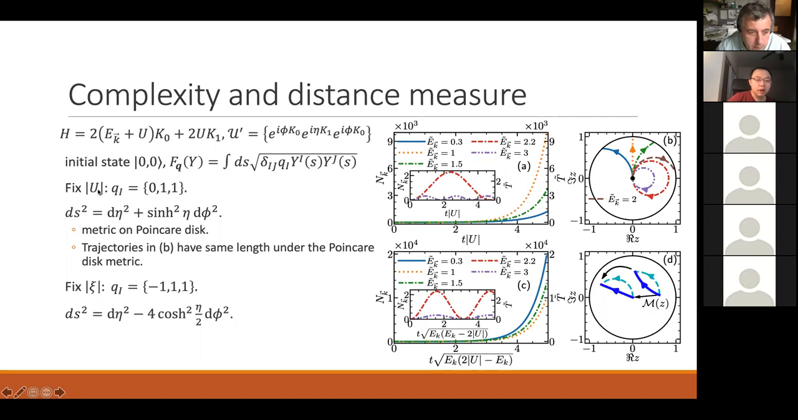However, if we want to fix the absolute value of U during the dynamics, then we choose QI to be this form, and then we obtain the metric on the Poincaré disk. So with this choice, as I said, we can conclude that although those trajectories are very different, the lengths measured on the disk are the same. And only this resonant mode follows the shortest trajectory because this one is a geodesic, so we can conclude this resonant mode should have the particle number increase the fastest.